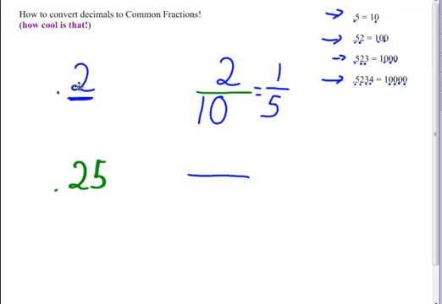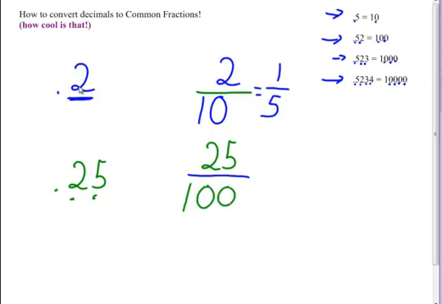So we take the number after the decimal point, and it becomes the new numerator of our fraction. The second step is to create the denominator. We do that by creating a number 1, but since there are 2 numbers after the decimal point in this fraction, we're going to put 2 zeros.